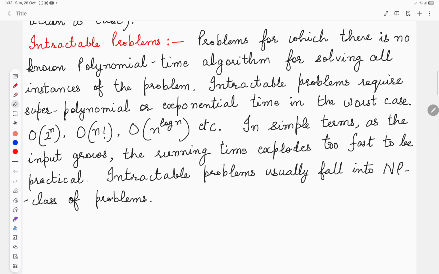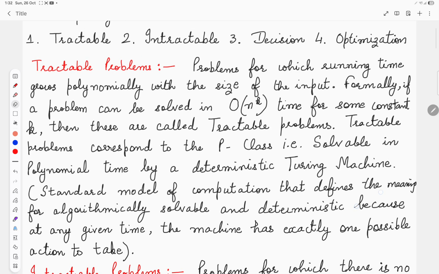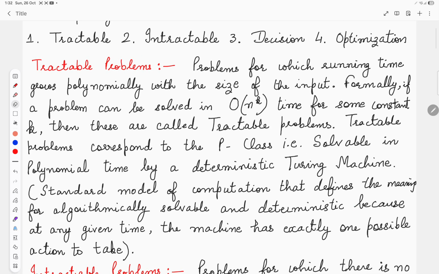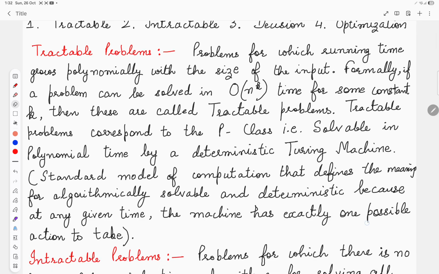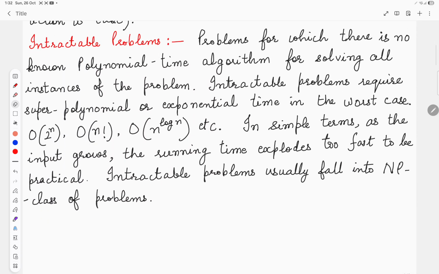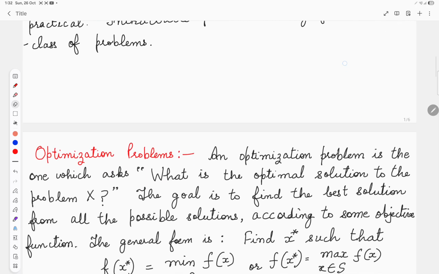So there are two classes that we have just discussed. One is the P class of problems, polynomial time solvability, and the other is the NP class of problems, which are exponential in nature. The time complexity cannot be expressed as polynomial time.